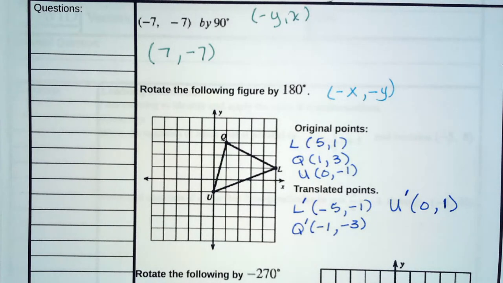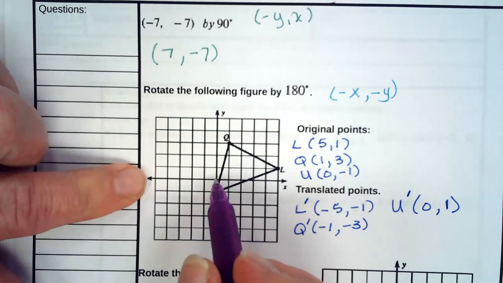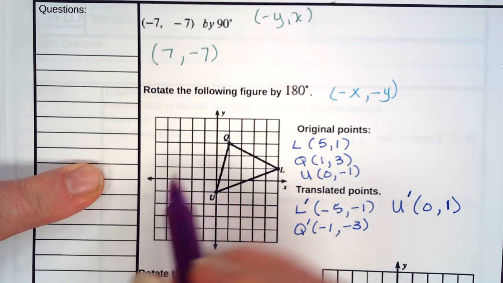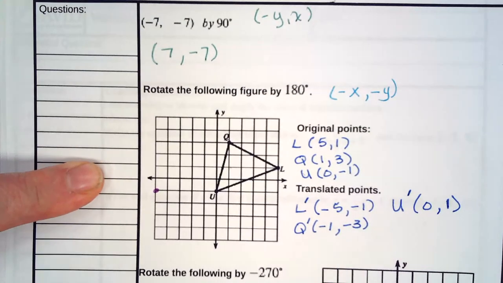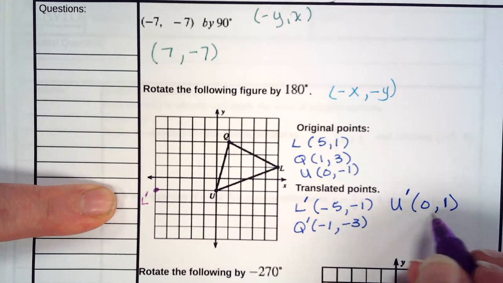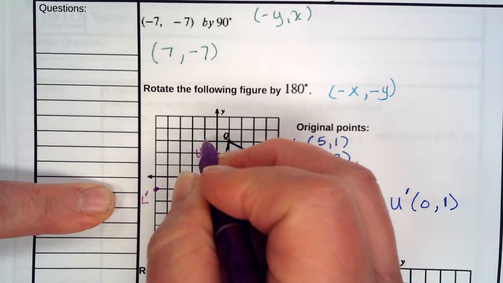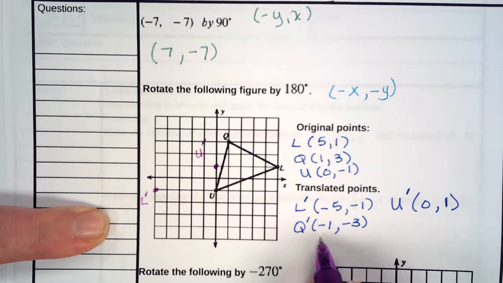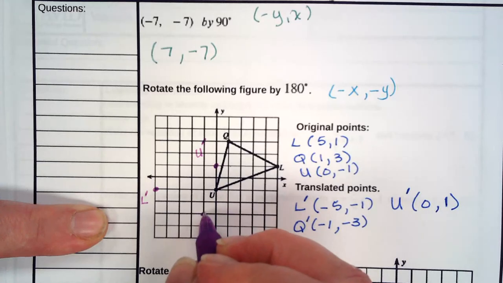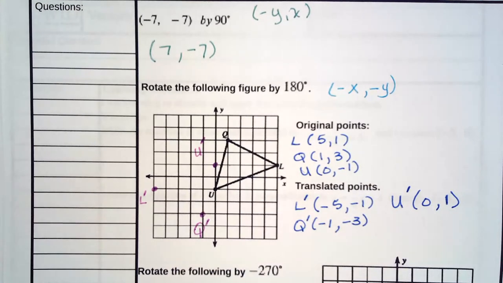So I need to put those points where they belong. Negative 5, negative 1. So negative 1, 2, 3, 4, 5. Negative 1 is right here, and that is L prime. 0, 1 is U prime. Negative 1, negative 3 is Q prime.